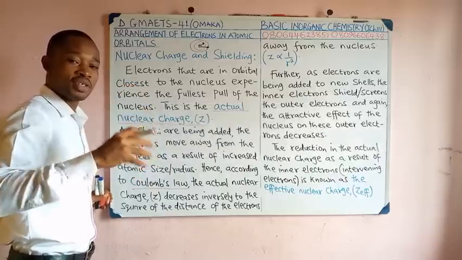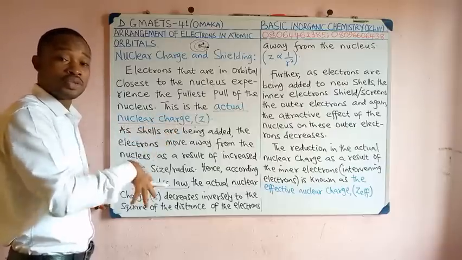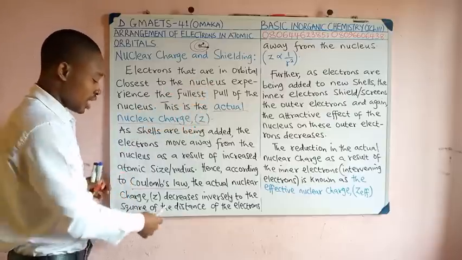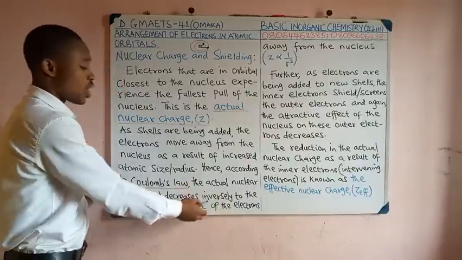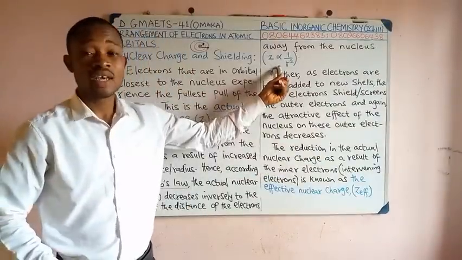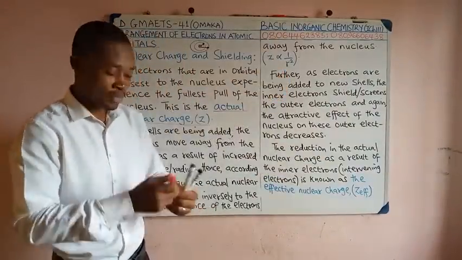That r squared is the distance. So the nuclear charge, in this case, will reduce due to the greater distance. In fact, the actual nuclear charge decreases inversely to the square of the distance of the electrons away from the nucleus. So we'll have something like this. Always remember Coulomb's law, it's going to help you understand this explanation.